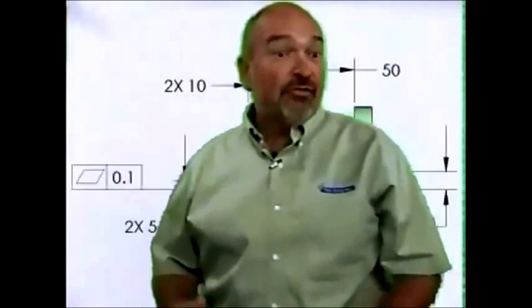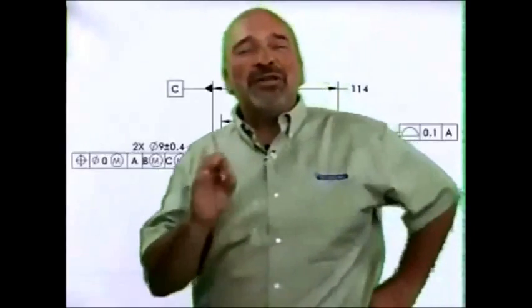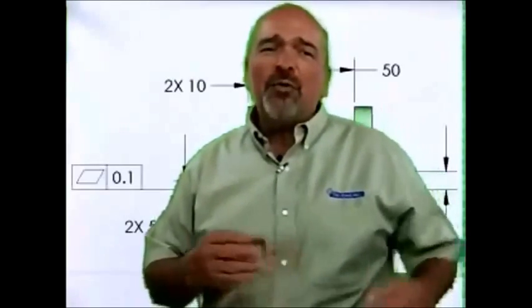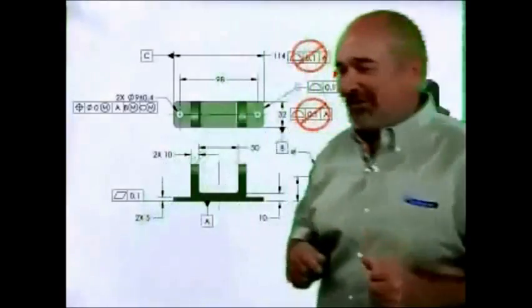This month's tip is entitled Apply Profile of a Surface to Surfaces. It really does matter where you place a geometric tolerance. Often it can change the meaning of the drawing. Other times it's just plain wrong. Profile of a surface is frequently applied incorrectly. This profile of a surface applies to surfaces. It must be applied to the surface on the drawing.